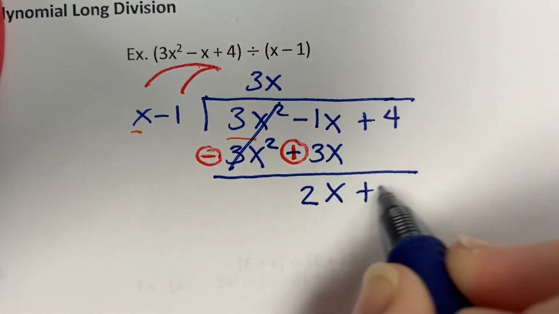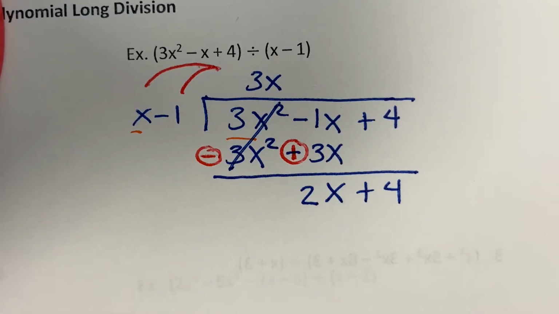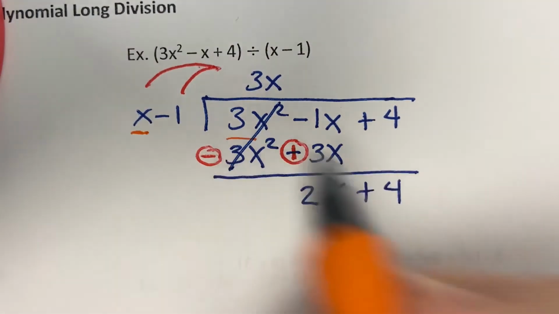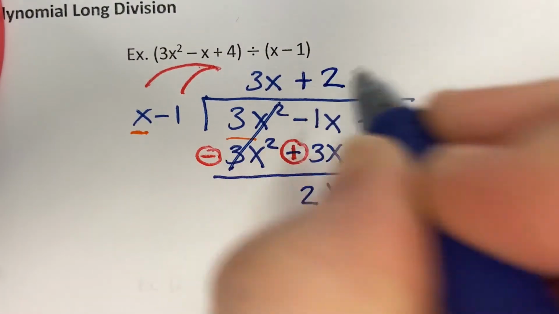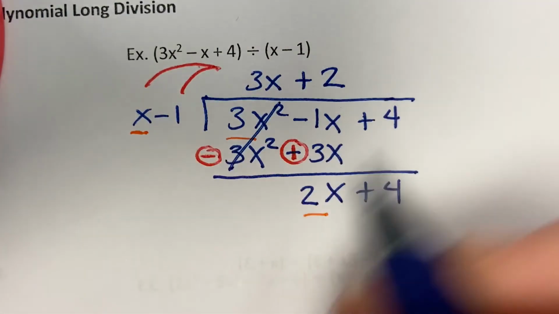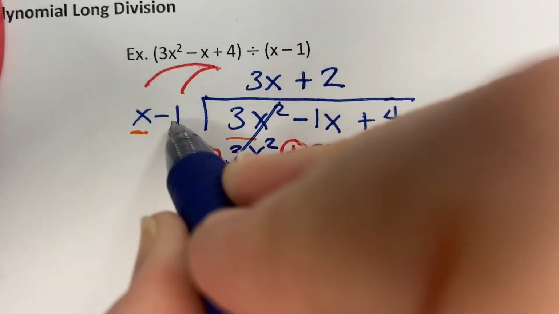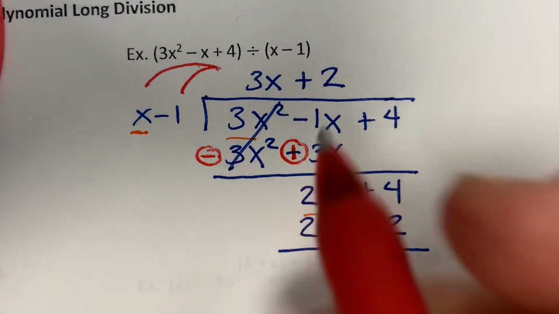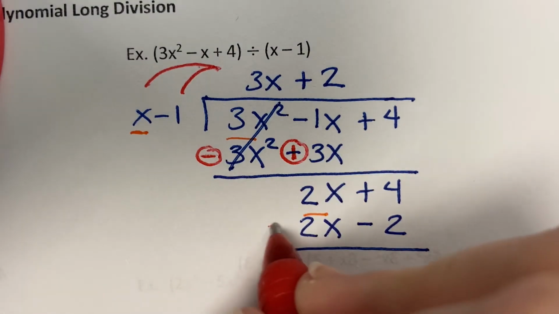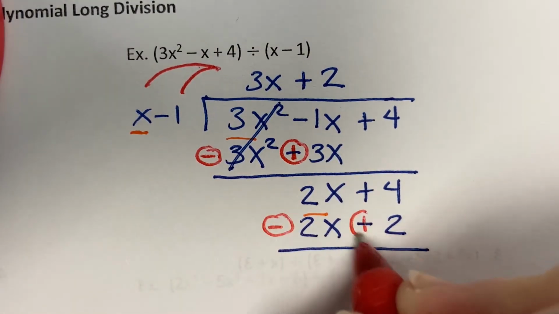We bring the 4 down. Then we start over. All right? X times what gives me 2x, and it's positive 2. So I distribute. 2 times x is 2x. 2 times negative 1 is negative 2. But I've got to distribute that negative because I'm subtracting, so that changes my signs.